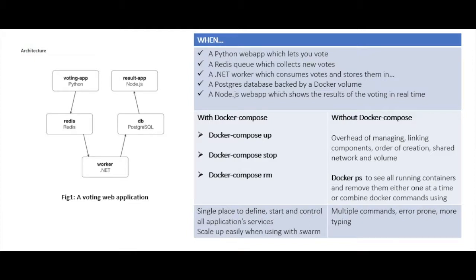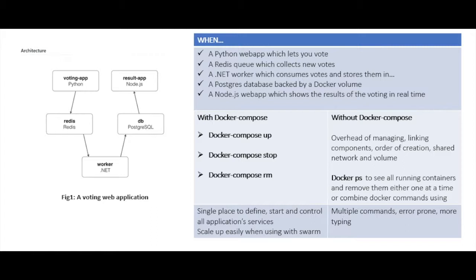It is easy to imagine how in a microservice architecture, a web application can have many layers of dependencies. For instance, on the left, we can see that a simple voting web app relies on a Python-based UI to capture votes, a Redis queue to collect the votes, a .NET worker to consume and store the votes, a Postgres database backed by a Docker volume to prevent loss of data, and finally a Node.js-based UI to display the results in real time. Such a scenario is very common.